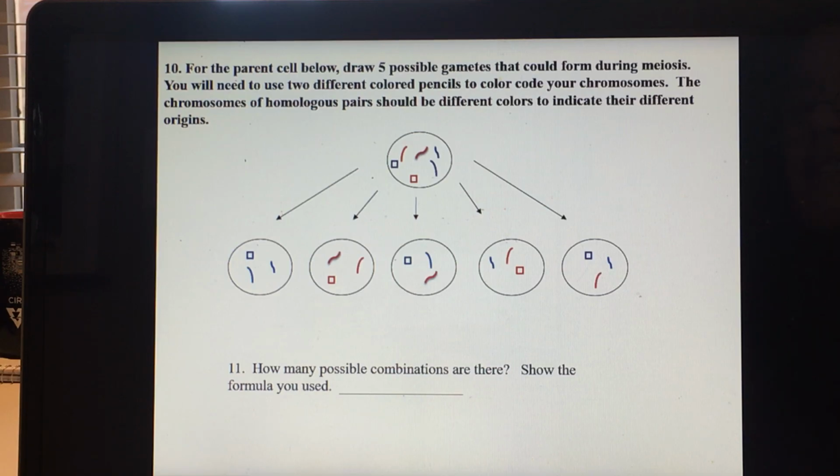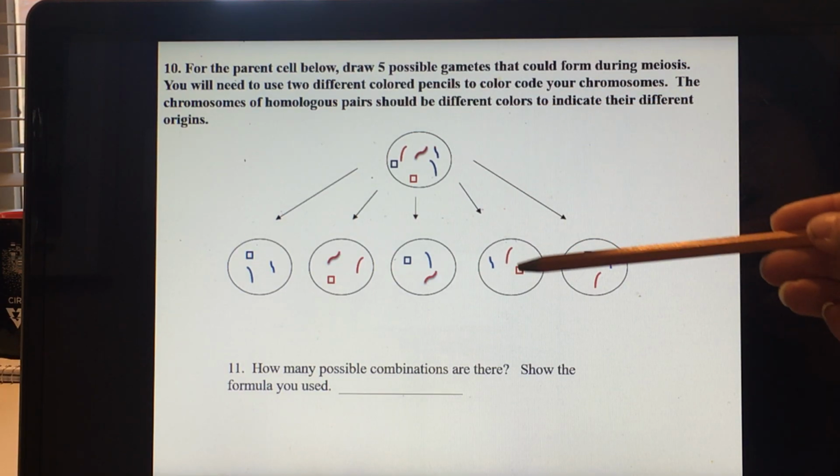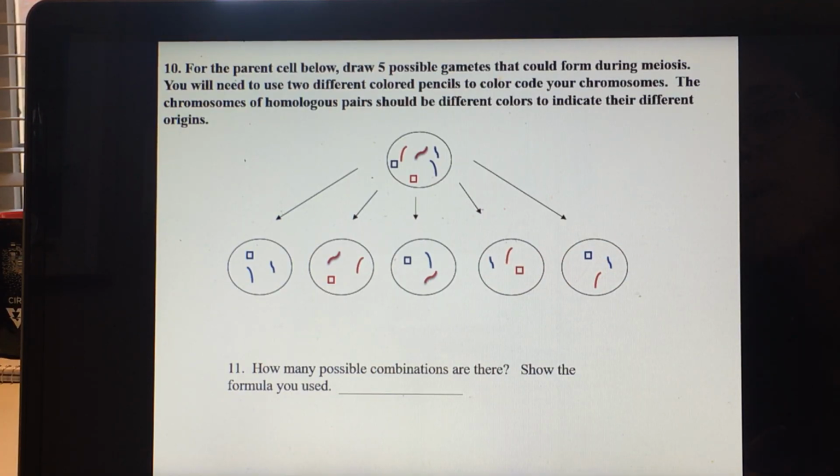So if we look at this cell division and we look at our chromosome pairs, how many possible combinations of chromosomes would there be in the gametes due to random assortment of homologous chromosomes? The way to figure this out is 2 to the n number. Our diploid number is 6. Our haploid number is 3. So 2 to the third power would be 8.